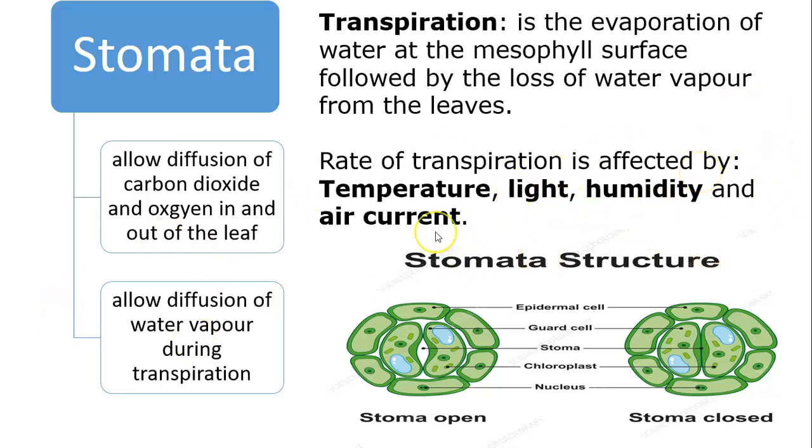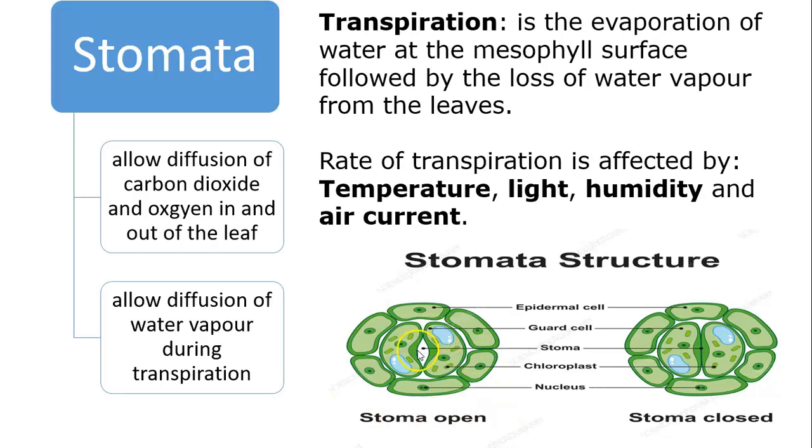Air current: the more the air current, the more the transpiration. Why? Because the more wet air will be pushed away from the leaf, and another dry air will come around the leaf. So the transpiration will not stop. More and more dry air, less concentration of water vapor around the leaf, so the transpiration will increase.